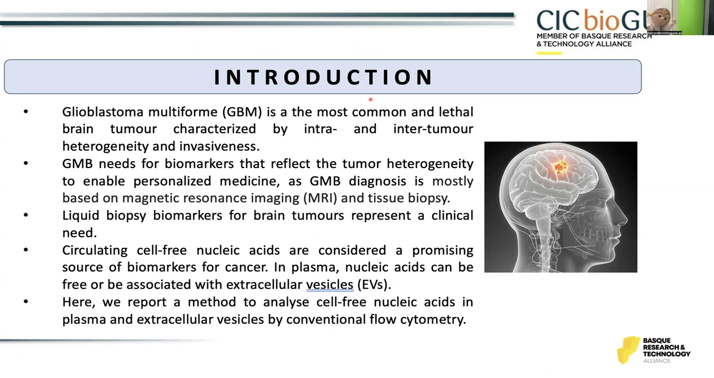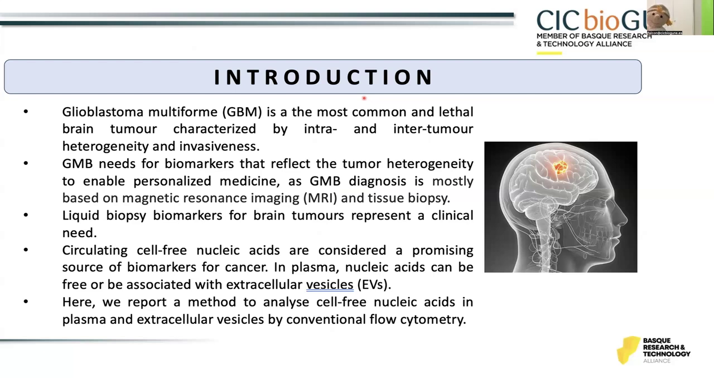So we need novel biomarkers, preferably in plasma, in order to detect it more easily and quickly, and also to follow the disease and the treatment. Because when you have a treatment and it's not working, if we know rapidly, we can change the treatment and try to improve the prognosis of the patients.